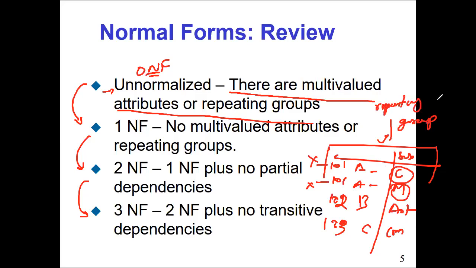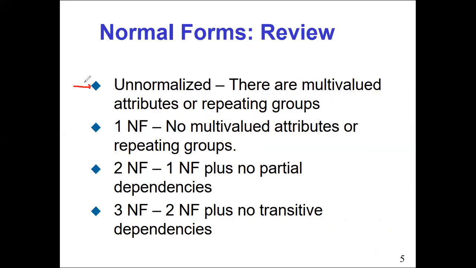We must not have the repeating group in the first normal form. That is why we say no multi-valued attributes or repeating groups. So in 0 NF, you can find the repeating groups, or we can say multi-value attributes. Both talk about the same story. Multi-value attributes or else repeating groups, both the same story. Right, now we will go one by one.